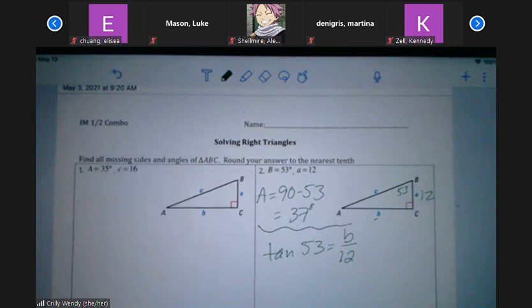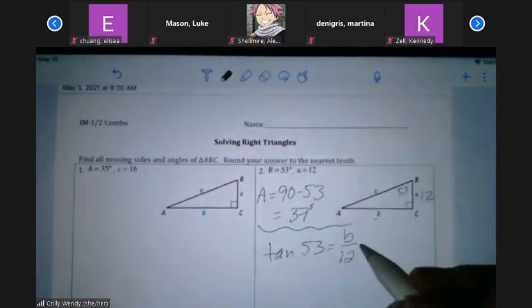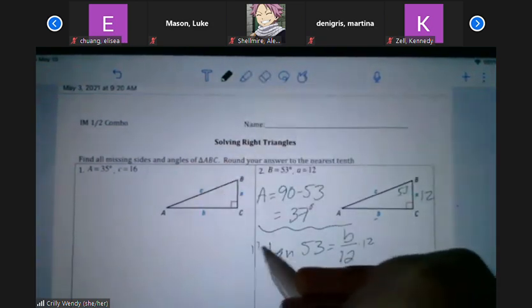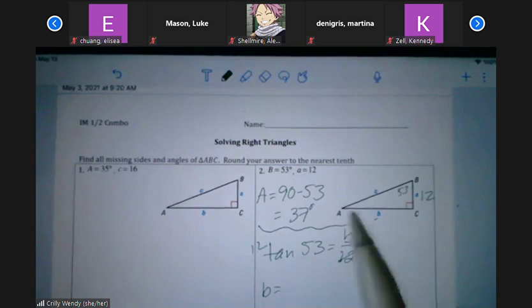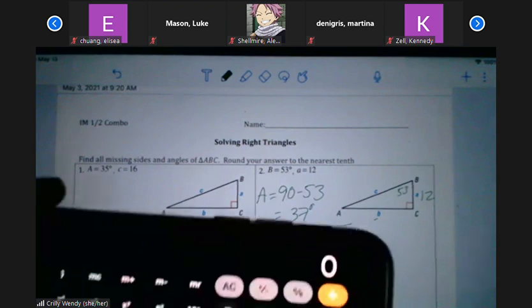And now, since we're actually solving for the side, we're going to use our calculator to evaluate this. So I'm going to multiply both sides by 12. So this is what I need to plug into my calculator. Most people who've been coming in have been telling me they're using the one on their cell phone. So that's the one I'm going to show. If you need help with other calculators, of course, come and see me and ask questions. So I need to do 12 times the tangent of 53.